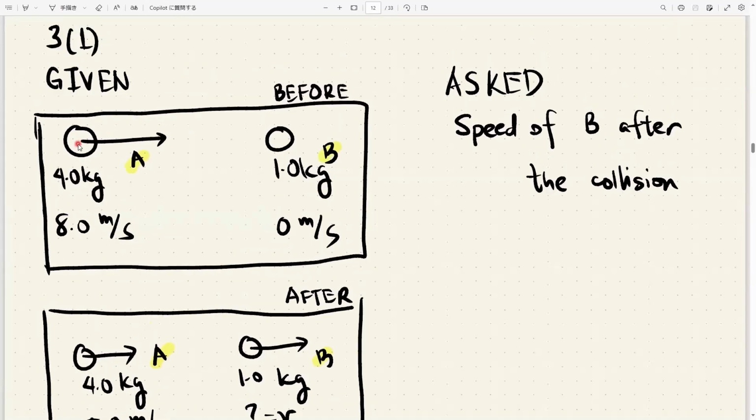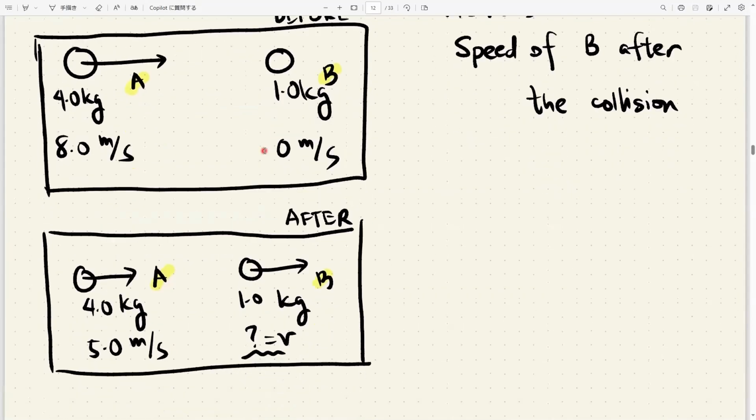We are told that there are two objects here. The first object is 4 kilograms. The other object is 1 kilogram. Now the first object is moving to the right, moving towards the second object at 8 meters per second. The second object is at rest. Now they will collide. So this is before the collision.